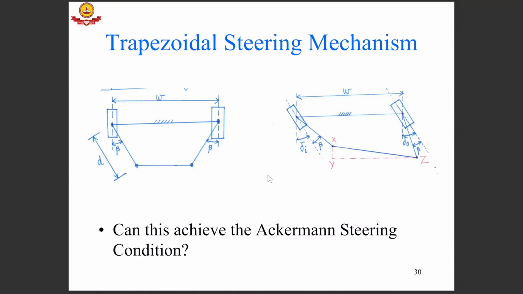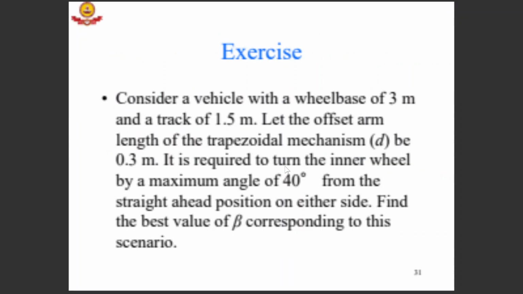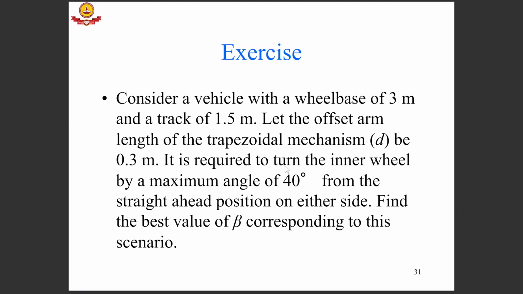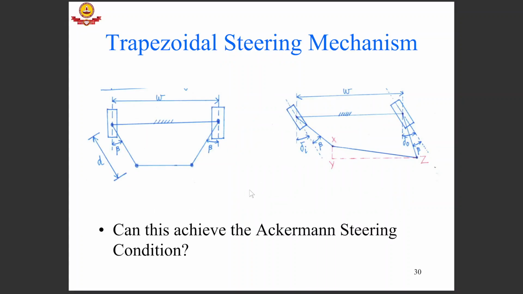So this is a trapezoidal mechanism where this arm's length is D, and this arm's length is also D. This is the track width and this is the connecting arm. So we want to check, can this achieve the Ackermann steering condition?